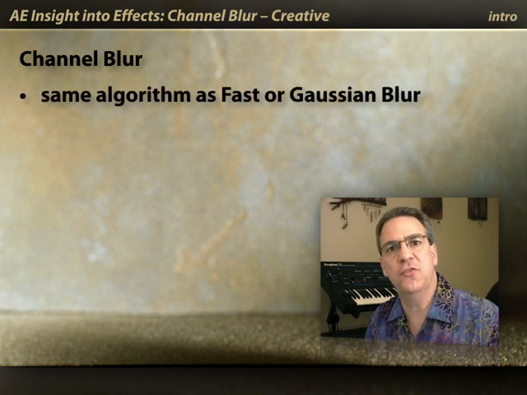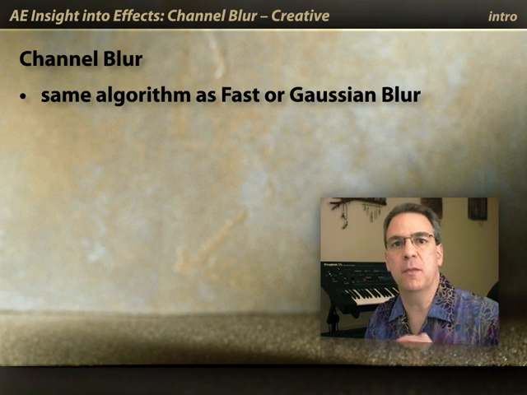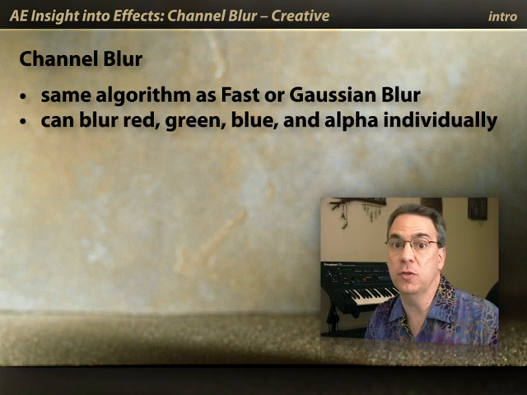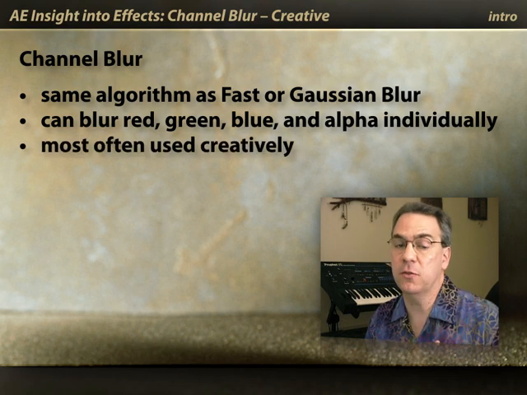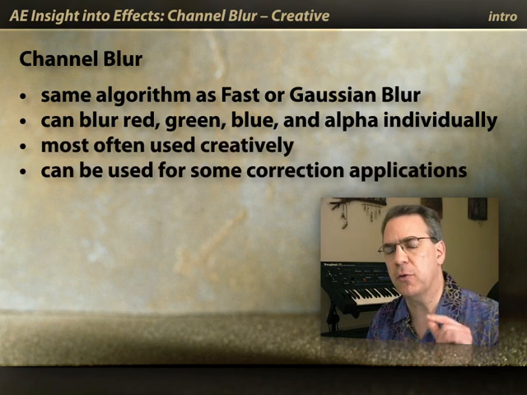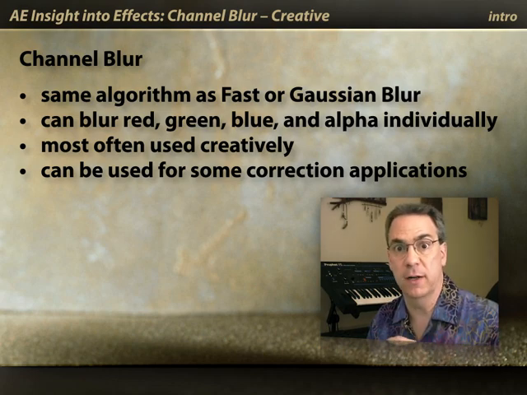Channel blur is another specialized blur effect. It uses the same basic algorithm as, say, fast blur or Gaussian blur. The difference is, rather than blurring the entire image, you can choose to blur just one or two rather than all three of the color channels. You can use this creatively. You can use this for some corrective actions, although really it's more powerful to combine channel blur with other effects.